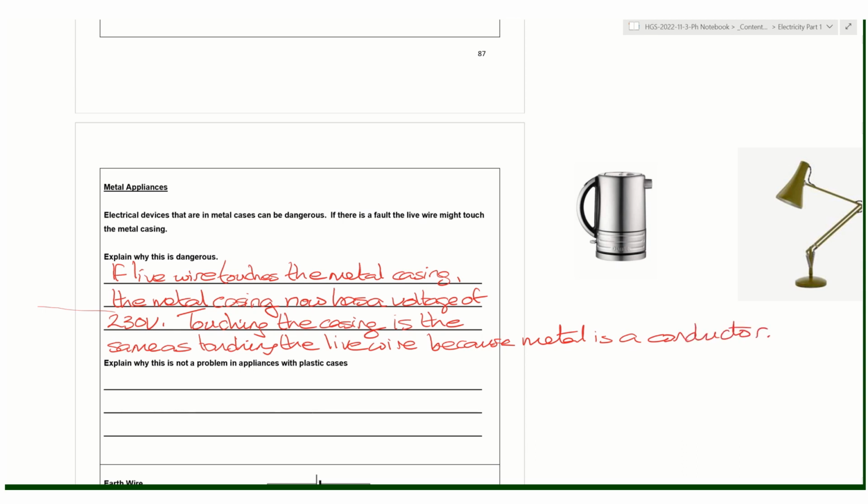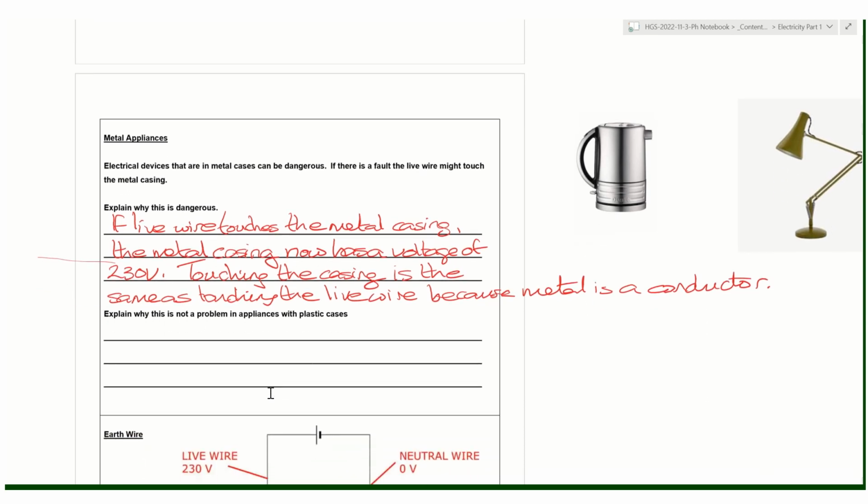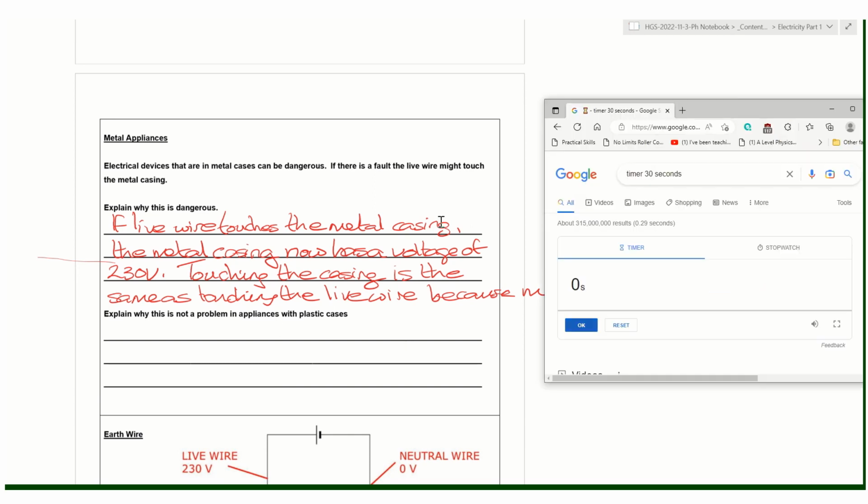Okay, right, next section. There are then devices that have plastic casing. So what I'd like you to think about, and write down, is why is it that this is not a problem, it's not dangerous, if the live wire touches something that's got a plastic casing? Why would that not be a problem?